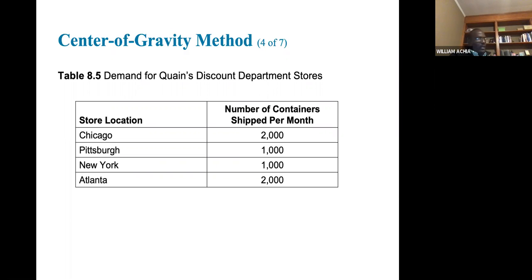I don't have the textbook here with me, but in your textbook you have table 8.5 that talks about the demand for Crane's discount department stores. Give me a second. We have 4 different store locations: Chicago, Illinois; Pittsburgh, Pennsylvania; New York; and Atlanta, Georgia. For these 4 locations, we have a certain number of containers that are shipped to the locations: 2,000 to Chicago, 1,000 to both Pittsburgh and New York, and finally 2,000 to Atlanta.